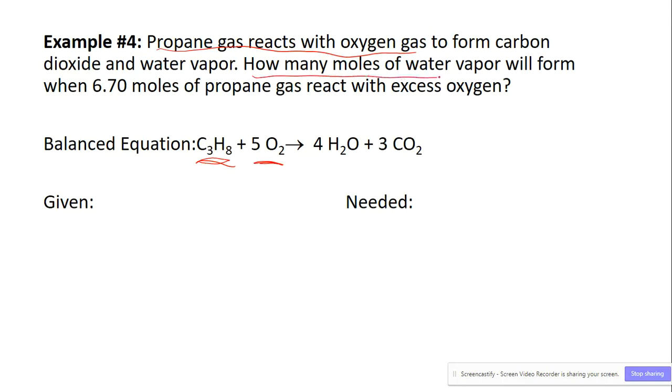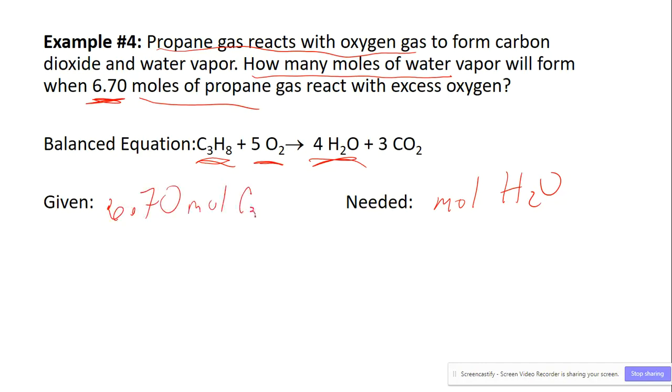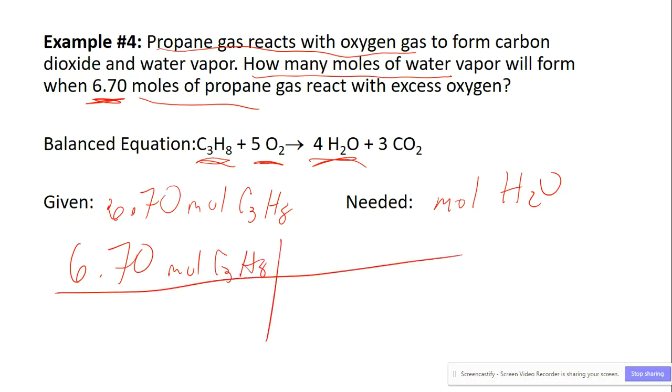So how many moles of water are needed? Moles of water is this one. And 6.7, there's a number to tell us it's moles of propane. So 6.7 moles of C3H8 is the given. So we're going to start with the 6.7 moles of propane. There you go. And we want to get to moles of water. And we're going to do that by canceling moles of propane.